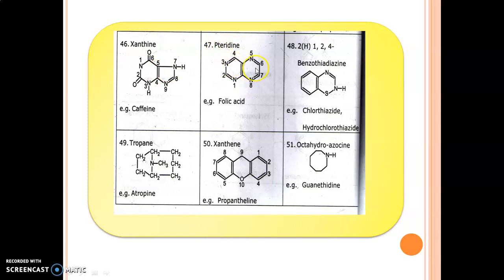In this, piperazine ring is fused with pyridine ring. Next is benzothiadiazine ring. In this, benzene ring is fused with 1,2,4-thiadiazine ring. Next, this is a xanthene ring. In this, a 6-membered ring containing oxygen is fused with 2 benzene rings, and the last structure is of octahydroazocine ring. This is a saturated ring containing nitrogen and it is an 8-membered ring.